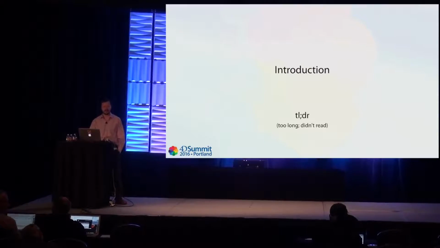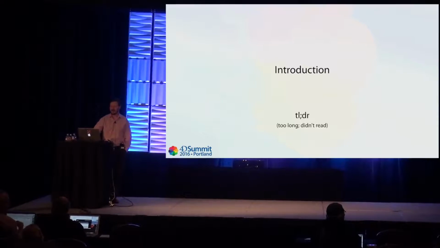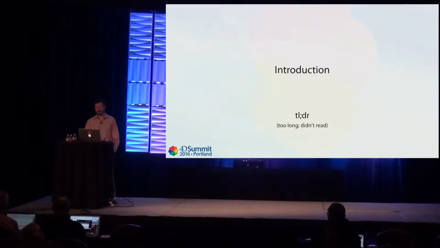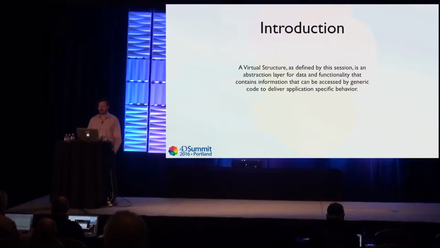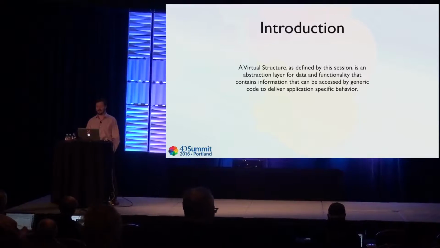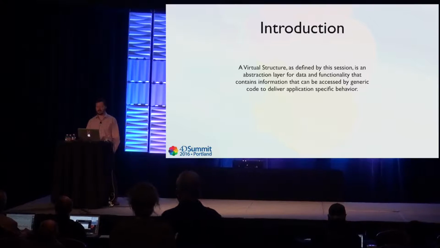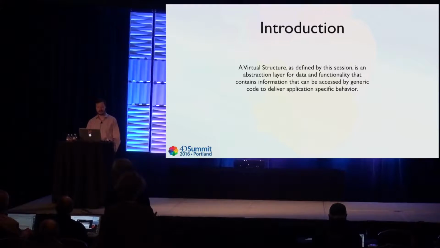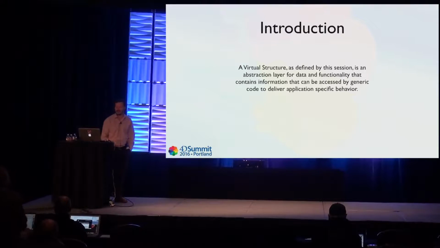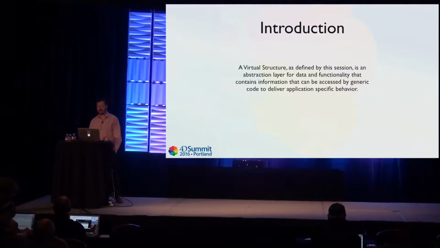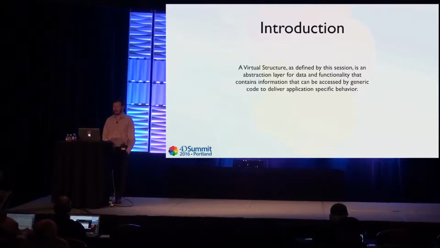I'm going to go ahead and get started on the slides here. There's a lot of material. Start with an introduction, or as they say online, a TLDR, too long didn't read, abbreviated form of what I'm going to talk about. A virtual structure, as it's defined by this session, is an abstraction layer for data and functionality that contains information that can be accessed by generic code to deliver application-specific behavior. Now that's a mouthful, but we'll get through it.